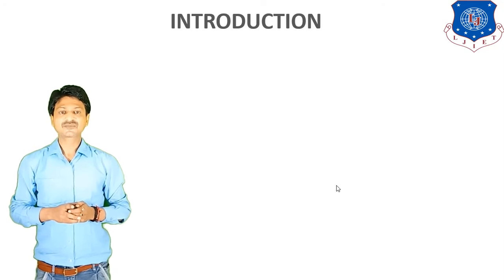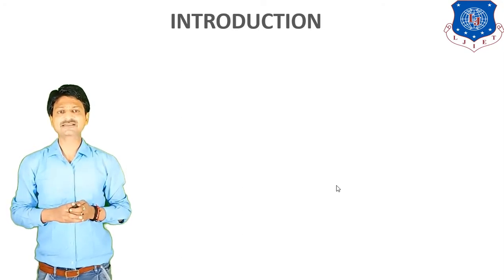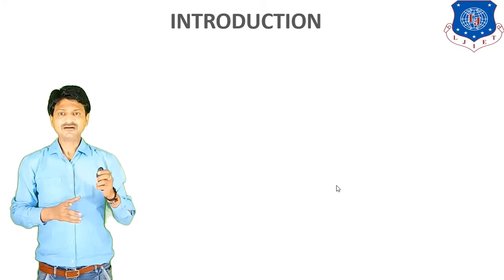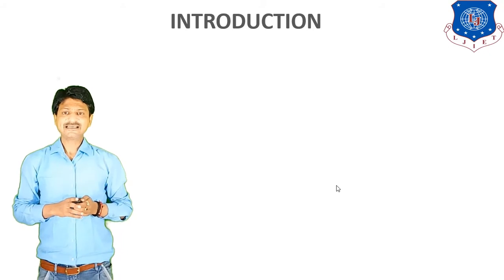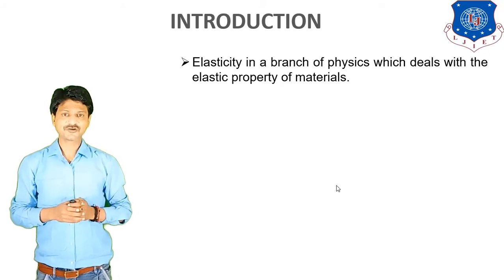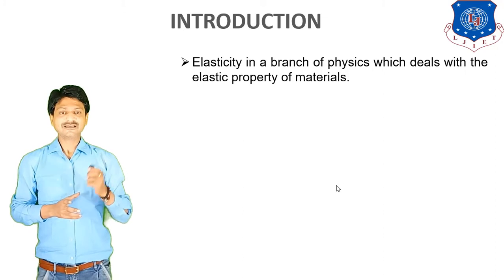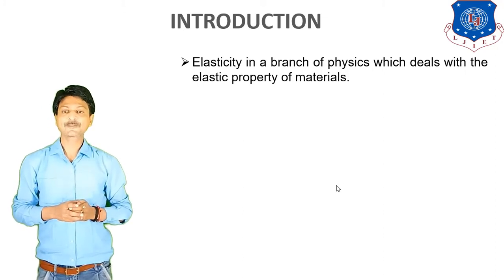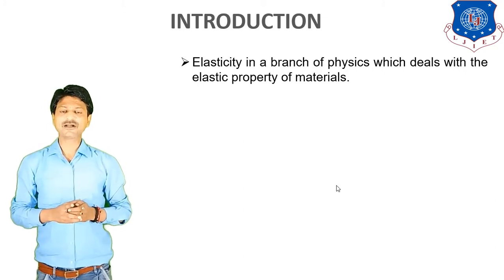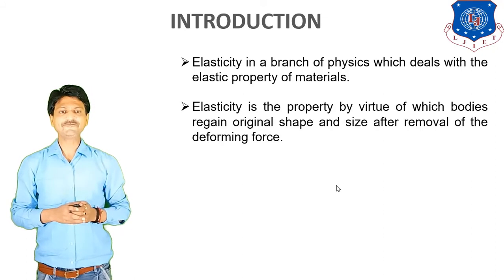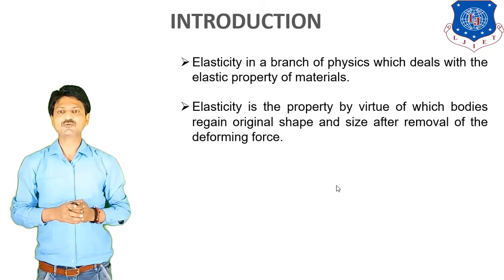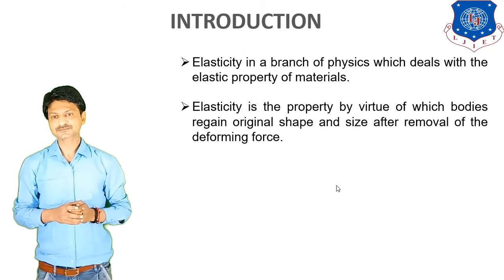First of all, we will discuss various properties of materials like elasticity, ductility, plasticity. From these properties, elasticity is a branch of physics which deals with the elastic property of materials. So elasticity is the property by virtue of which bodies regain original shape and size after removal of the deforming force.